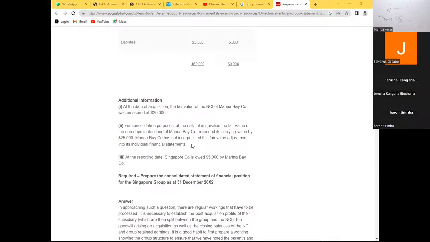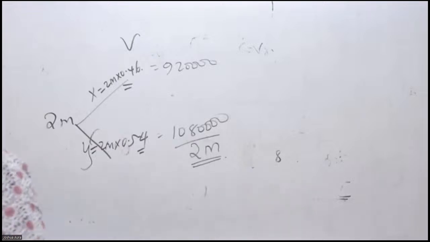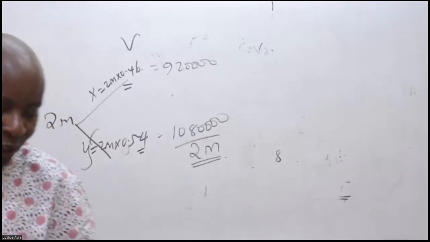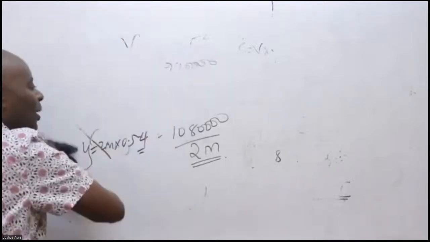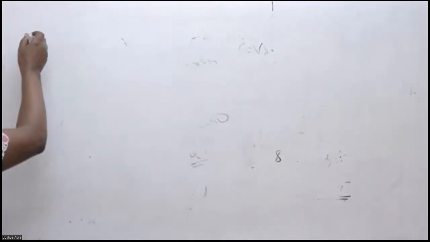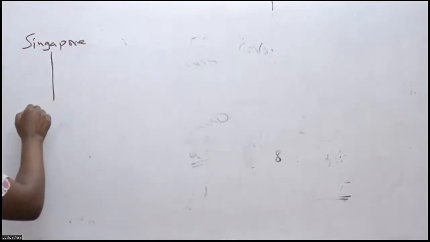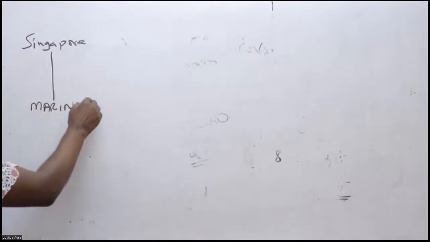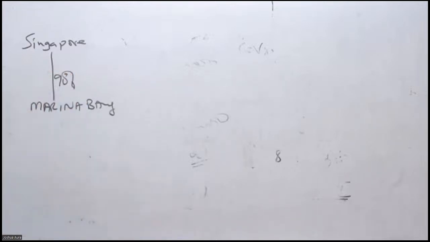If I'm given this kind of question, if it's a group question, where do I start from? Ladies and gentlemen, what I will do is come straight away and mark my group structure. So I have a company called Singapore, which in this case has bought a company called Marina Bay, and they have bought 90% of the shares of Marina Bay.